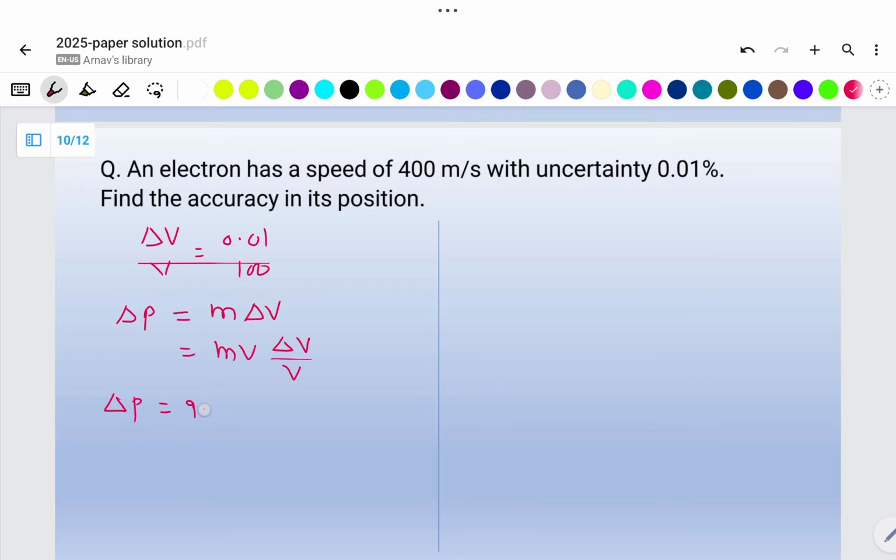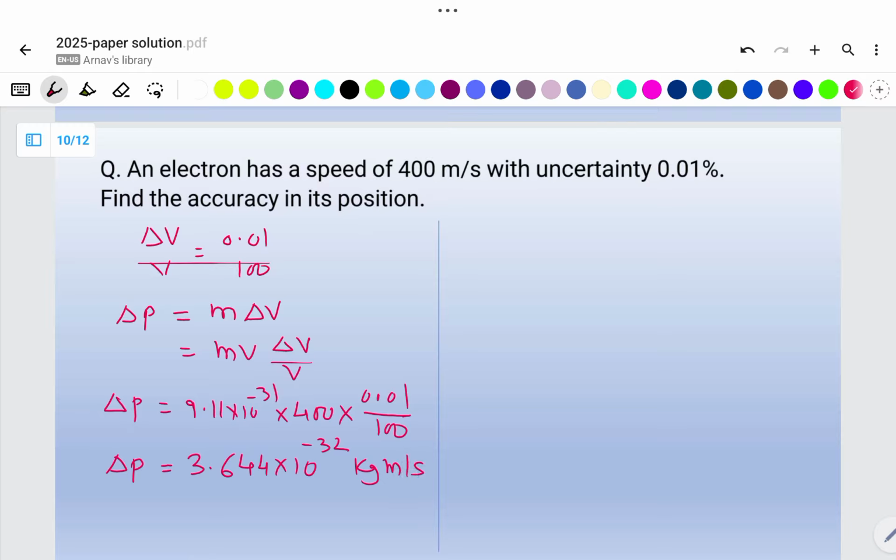so the uncertainty in momentum we can find is 9.11 into 10 to minus 31, velocity is 400, uncertainty in velocity is 0.01 divided by 100. So uncertainty in momentum comes out to be 3.644 into 10 to minus 32 kilogram meter per second.